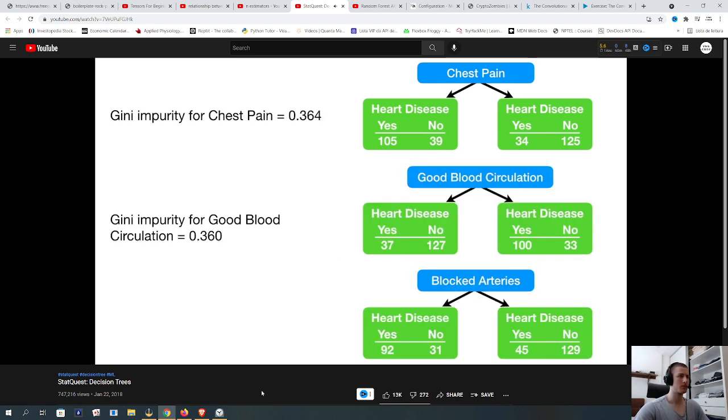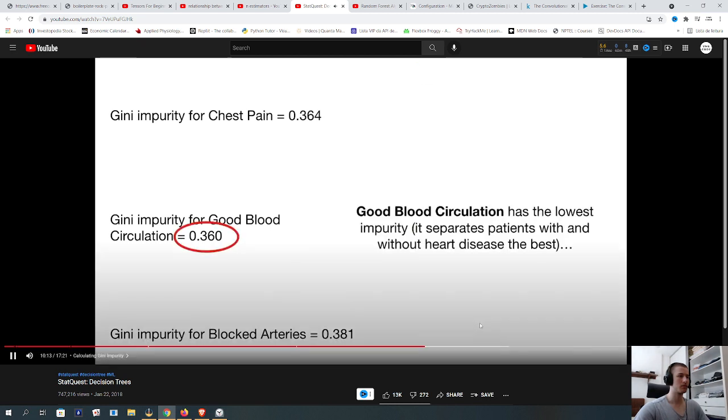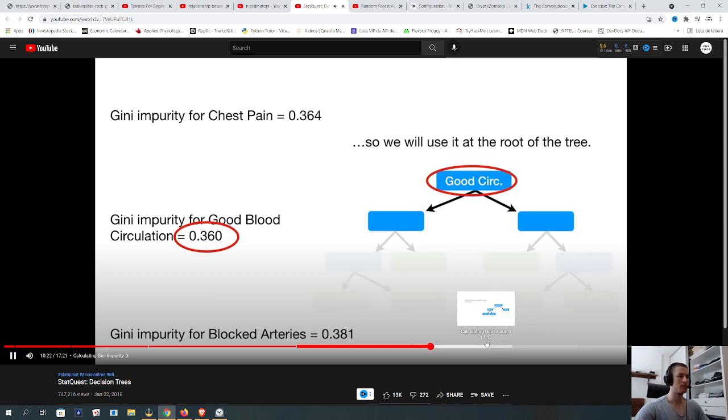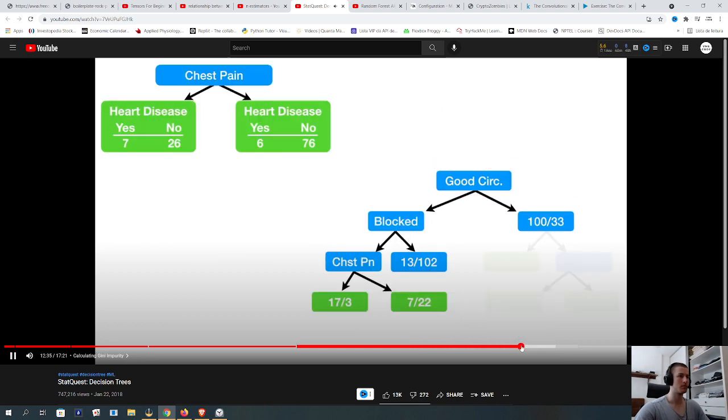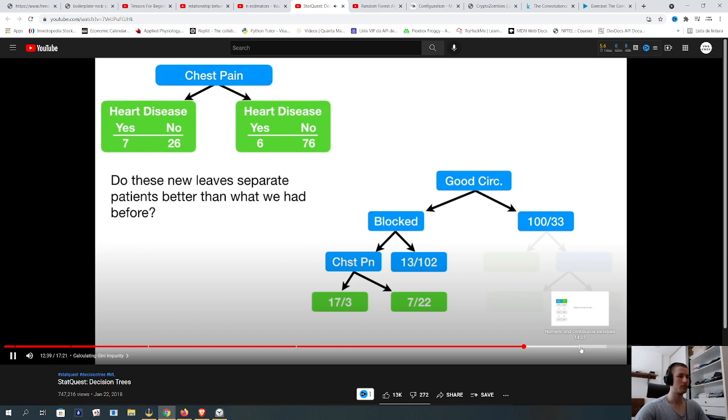And since I'm such a nice guy, I'm going to cut to the chase and tell you that the Gini impurity for good blood circulation equals 0.360. And the Gini impurity for blocked arteries equals 0.381. Good blood circulation has the lowest impurity. It separates patients with and without heart disease the best. So we will use it at the root of the tree. Patients with good circulation. Do these new leaves separate patients better than what we had before?